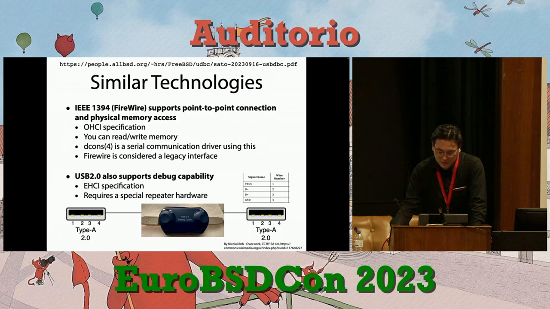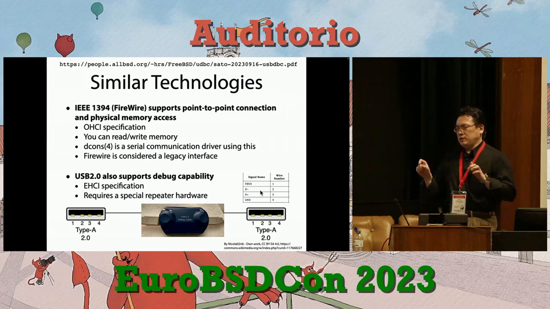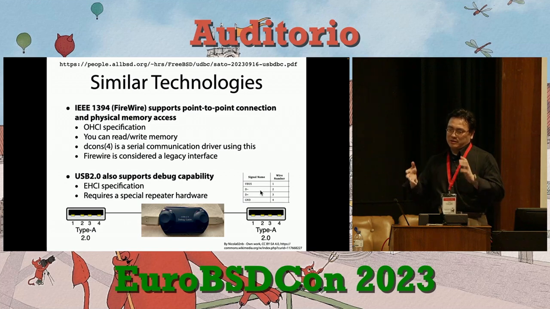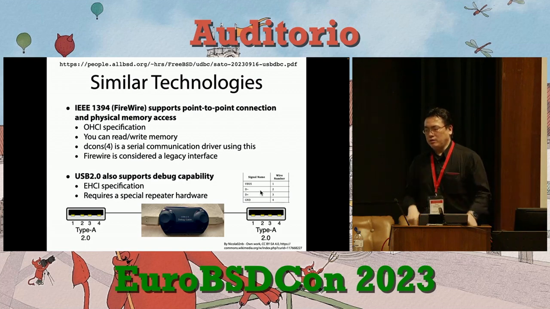Another quite similar technology is the USB 2.0 debug capability. The upper layer specification is almost the same as the USB 3.0 debug capability, but USB 2.0 has only a pair of data lines, so it is impossible to have a cross cable. USB 2.0 shares two wires between the sender side and receiver side, with half-duplex communication between the two, so it is impossible to get a cross cable and impossible to distinguish the initiator of the communication from the sender and receiver side. So reversing the roles is not possible.